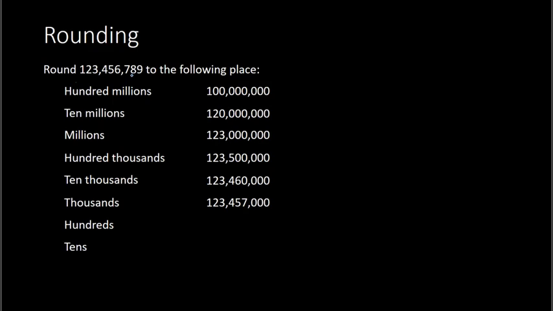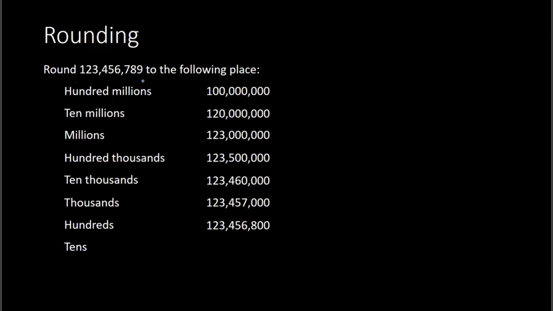For the hundreds place, we're going to look at the tens place, the one before it. So the 8 we're going to look at. The 8 is closer to 10, so I round the 7 up to an 8. So this would be 1, 2, 3, 4, 5, 6, 8, followed by 2 zeros.